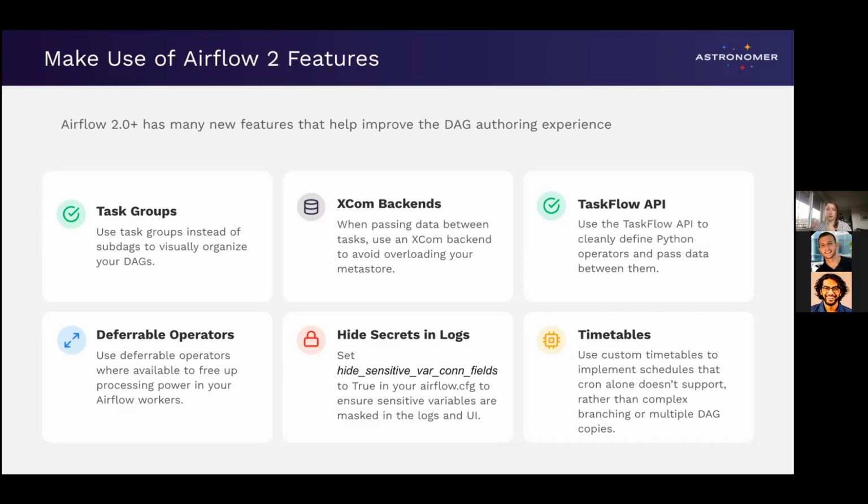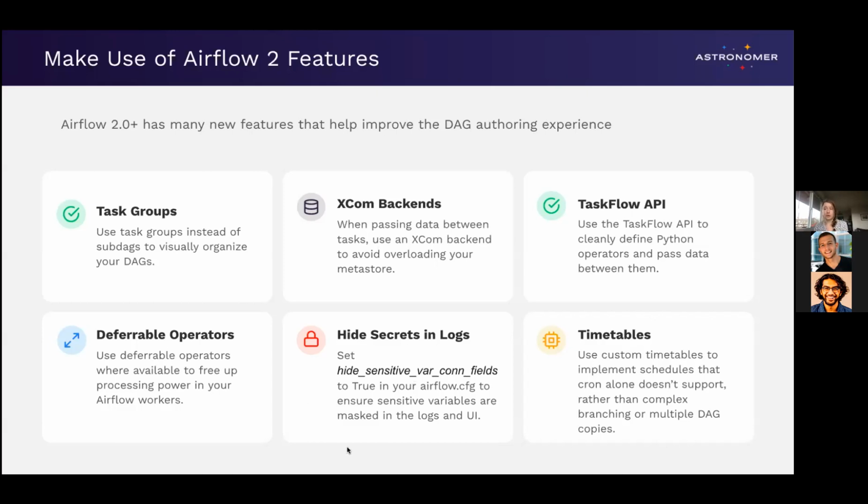And the other 2.2 feature that you should make use of is timetables. Custom timetables will allow you to implement schedules that cron alone doesn't support. If you've ever had to implement really complex branching within your DAG, or have multiple copies of your DAG to get it scheduled on a schedule interval that cron alone doesn't support, now you can just define your own custom timetable. I would say best practice is definitely do that as opposed to the other workarounds. It's going to make it a lot more readable, you have a lot more control, and it's much more sustainable.